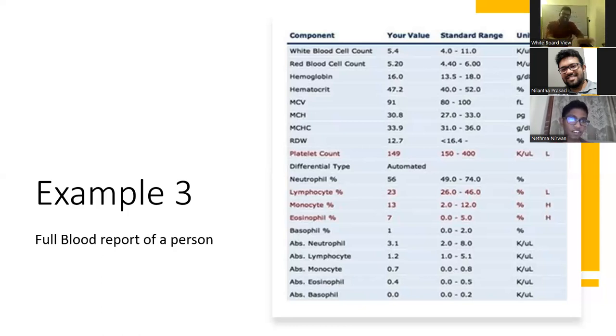Let's study ICT at the moment. Let's come to this particular report. You can see the component in the first column. Then in the next column, you have your value. In the third column, you have standard range. Then the fourth column, we have units. Forget about units, forget about everything. What you can see here is all these are going to be data. Now, the actual data values are going to be in the second column, your value.